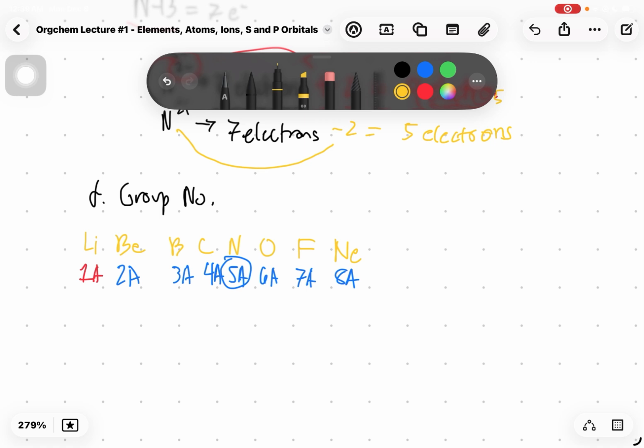Because the only way for the group number to change would be changing the number of protons, but that would change the identity of the atom. The identity of an atom is dependent on the number of protons. If it has 7 protons, that's a nitrogen atom. If it has 8 protons, it's going to be an oxygen atom. And if it has 9, that's going to be a fluorine atom. And let's move on to the final question.